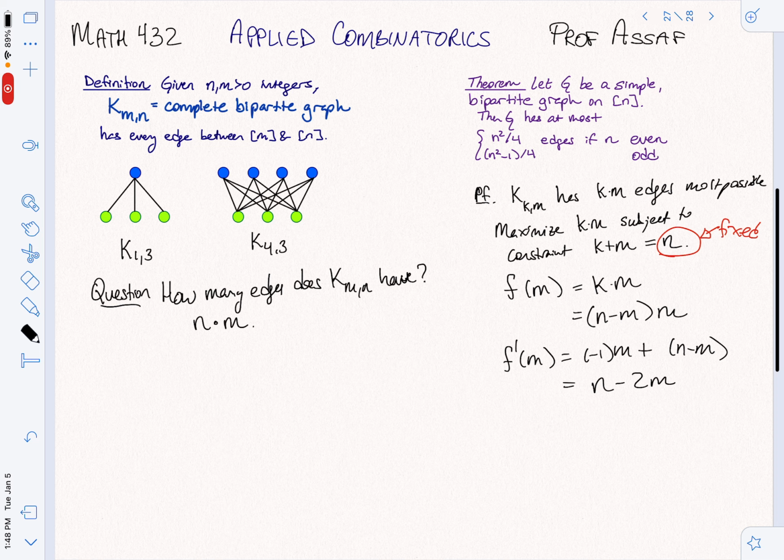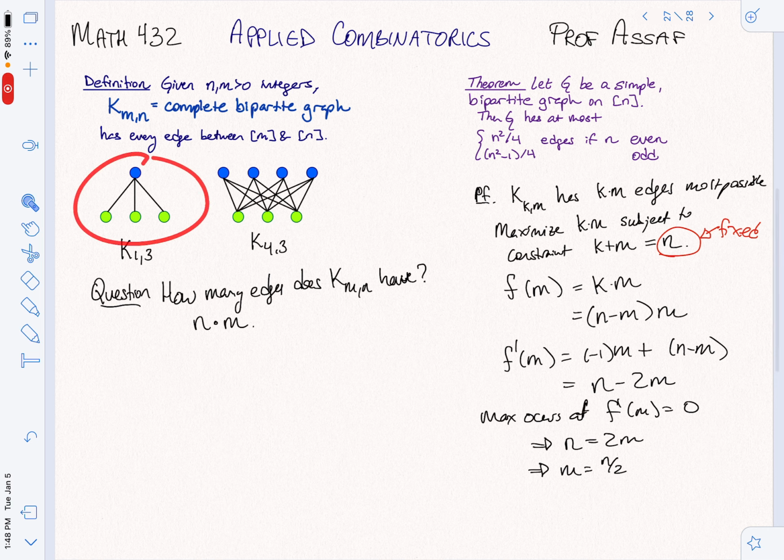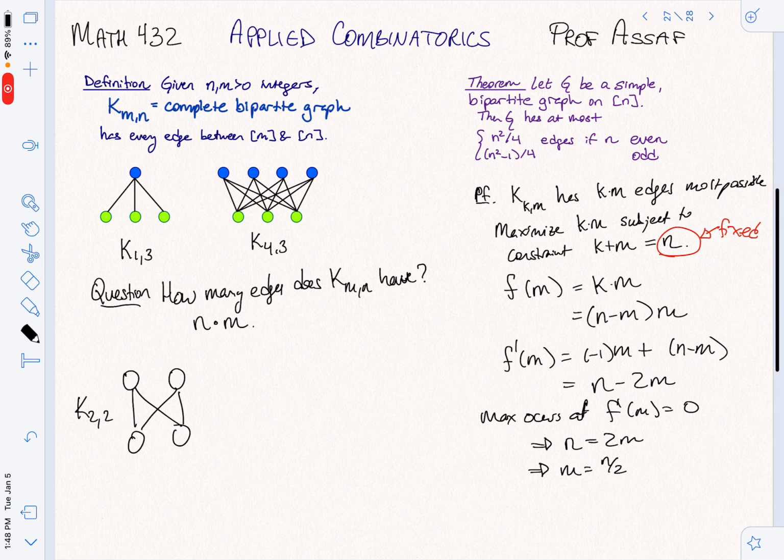Okay, so remember that the maximum of a function occurs at f'(m) equals 0, which implies that n equals 2m. In other words, m equals exactly half of n, which of course makes sense, right? Having K1,3 over here only gives me 3 edges. But if instead I tried to do K2,2, I just did a little sloppy drawing of it, I can see that K2,2 gives me more edges than K1,3. So evening out the top and the bottom is clearly the optimal thing to do. But the calculus tells us that as well.